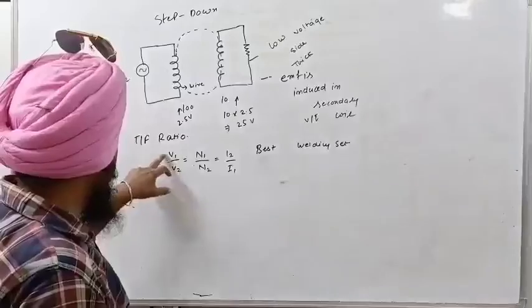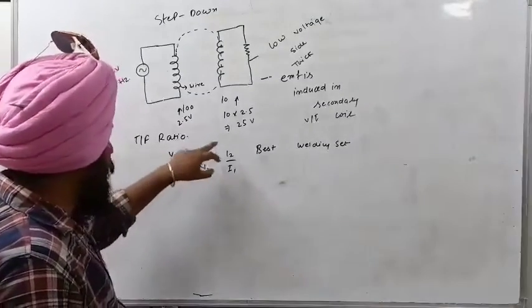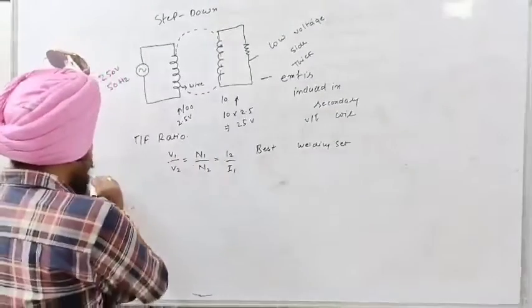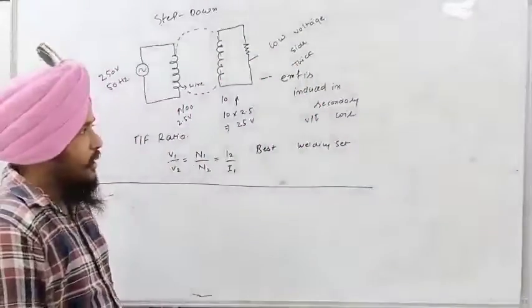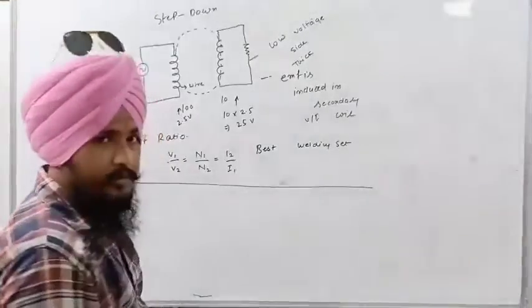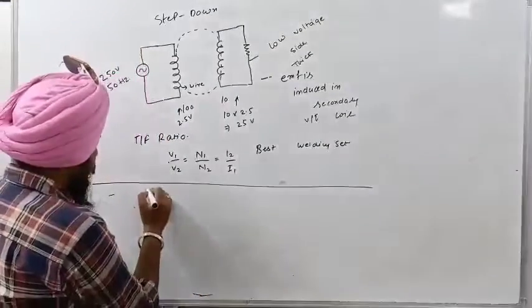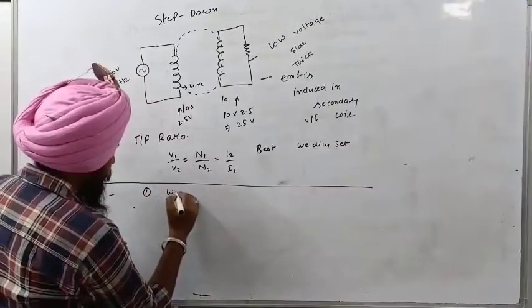Okay? Transformer ratio: V1 upon V2 equals N1 upon N2 equals I2 upon I1. This is called the transformer ratio. Now move to construction. The first point is windings.